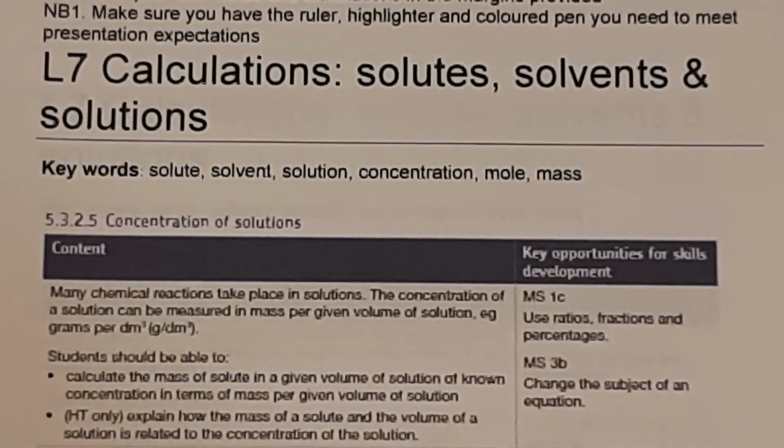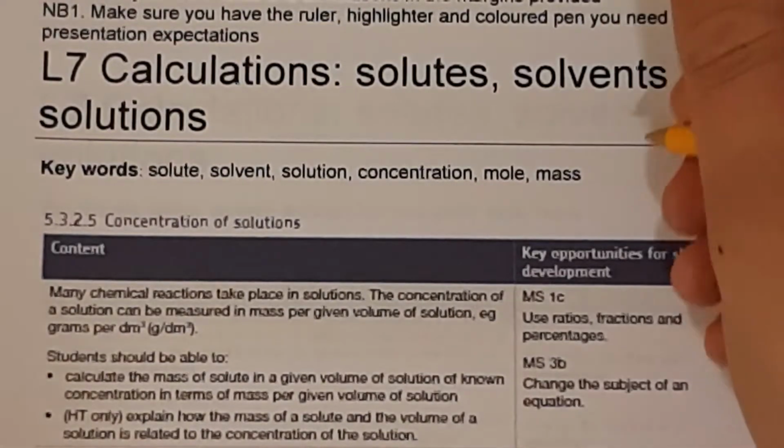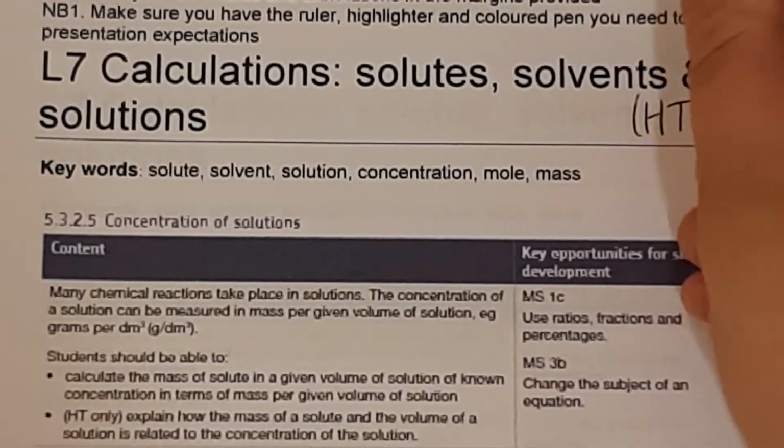Welcome to GCSE Quantitative Chemistry with Mrs. Castanera. This is Lesson 7, Calculation, Solutes, Solvents and Solutions, and it's a higher tier lesson, so it's just higher tier students that should be completing this work.